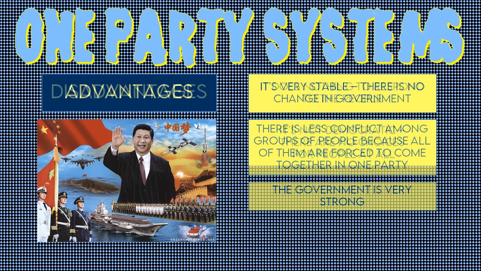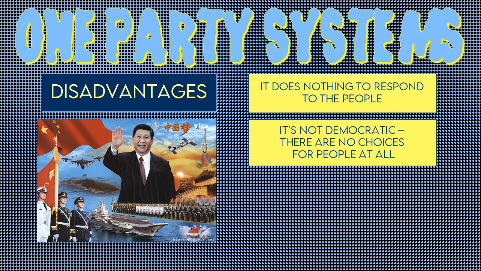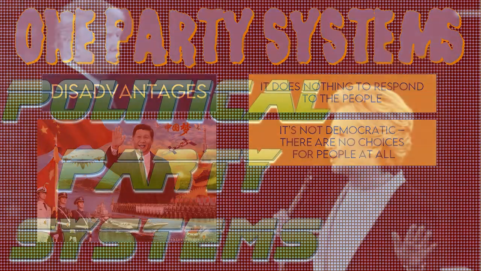The disadvantages of the one-party system are pretty obvious. The party does nothing to respond to the people. Since there's no competition and no other choices, the party doesn't have to do anything to make sure that the people are pleased. So the party doesn't have to pay attention to the people or respond to their wishes or their policy preferences or anything like that. And that's because there are no choices. This is completely non-democratic. The people don't have choices in the election. They don't really have a voice in the government at all.